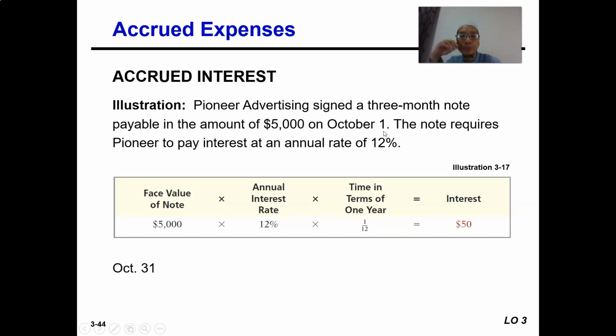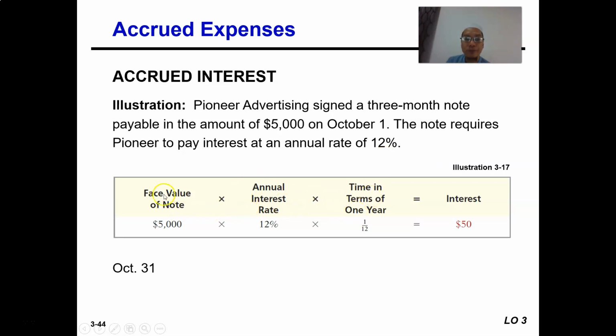The note requires Pioneer to pay interest at an annual rate of 12%. So the interest rate is 12%, and Pioneer Advertising should be paying for the interest. How much will the interest be at the end of October 31st? The borrowing is 3 months, so there should be a 3 months interest. But the annual rate, the interest rate for 12 months, is 12%. Therefore, one month is 1 over 12.